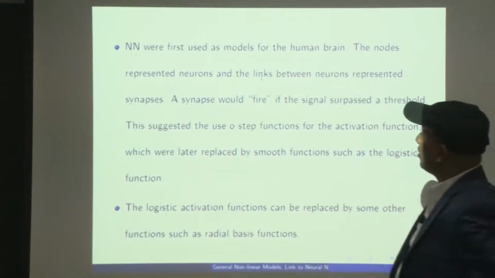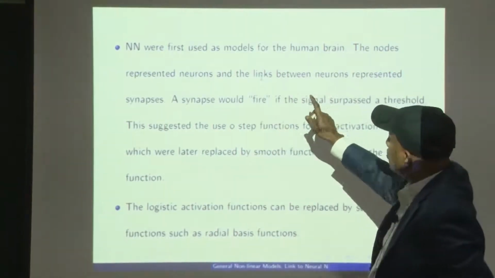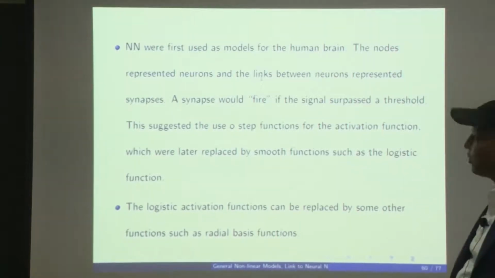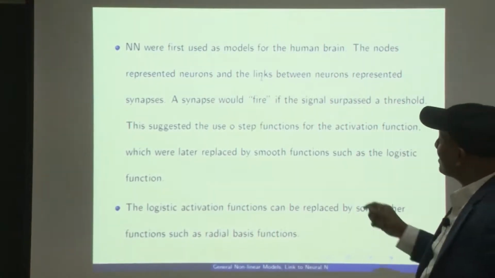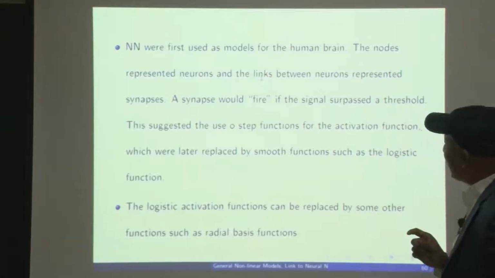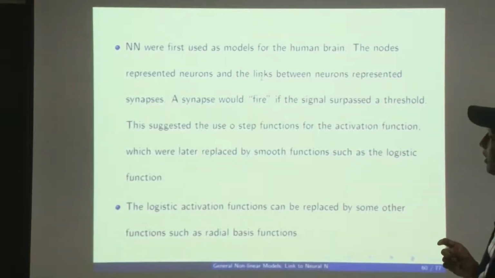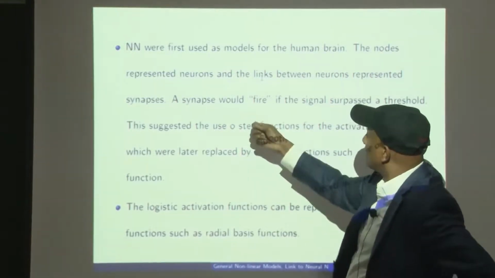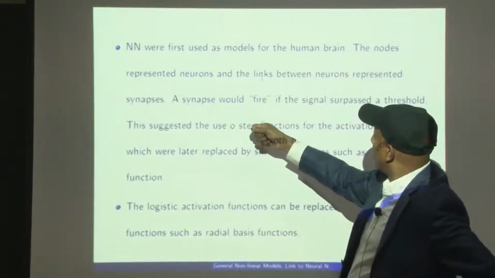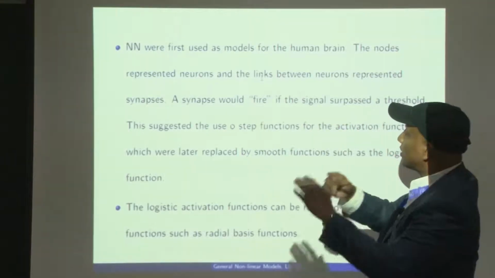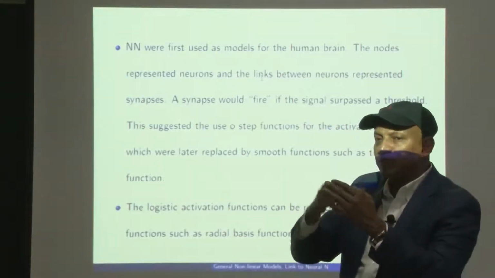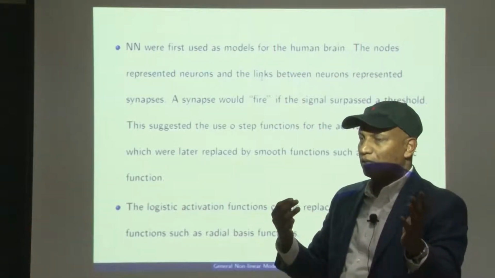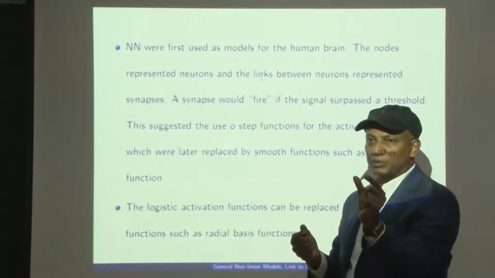The neural net was first used to model the human brain. That was the reason, but it didn't really go through. The model represented neurons, and the links between neurons represented synapses. The idea is that there is a threshold. When the signal comes, if the signal is bigger than some threshold, then it fires, otherwise it doesn't fire. That's why the activation function comes in.